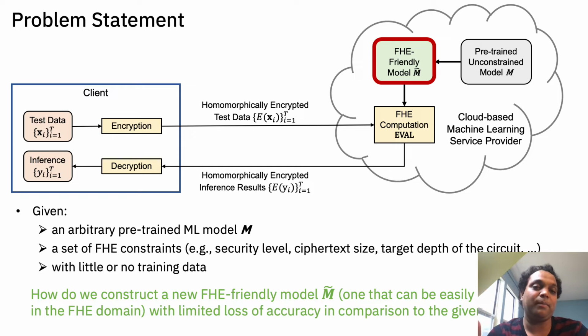So what we propose here in this work is to take a pre-trained unconstrained model, where particularly we look at an ensemble of decision trees, which can be highly complex with several hundreds of individual decision trees, and convert or approximate this model using another FHE-friendly model and use that FHE-friendly model as a proxy for this pre-trained model. And we do this with very little original data set.